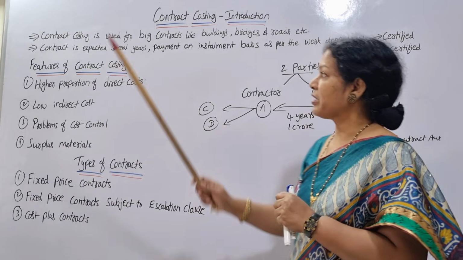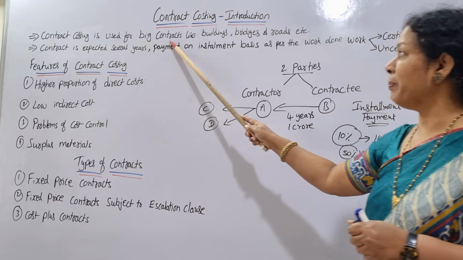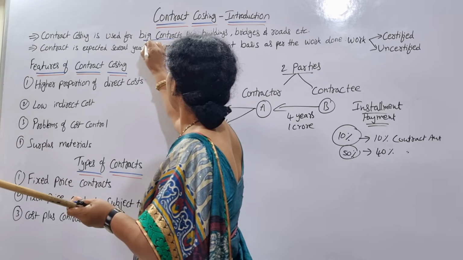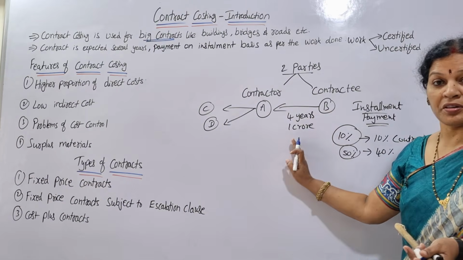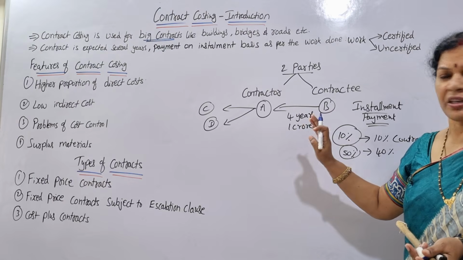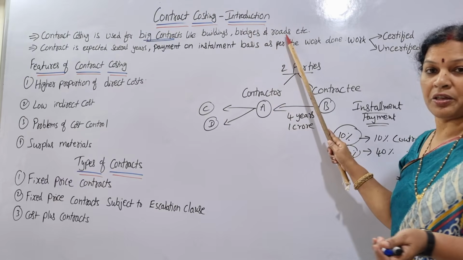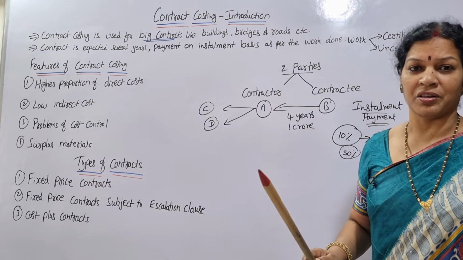Now what does this contract account mean? You can say it here. Contract costing is used for big contracts. So it is useful for big contracts, not small ones. As I said, a 4 years contract, 1 crore, 2 crore, 5 crores like that. So this is for big contracts like buildings, bridges and roads, etc. Any such kind of big work, long work.